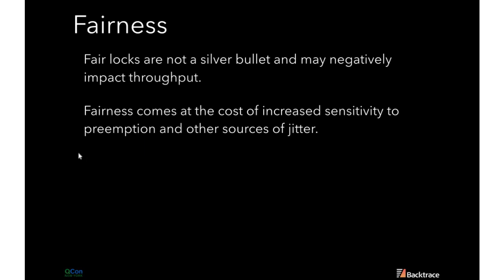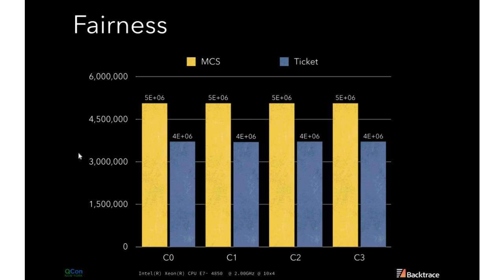So fair locks are not a silver bullet, and they can negatively impact throughput. Another important factor to consider is that even if you did have a scalable fair lock, that cost, at least in user space, if you do have sources of jitter, can come at increased cost. So there will also be a trade-off in throughput in that situation as well. For example, over here, we're using a scalable MCS lock, which is a queue-based distributed lock, and we'll get into that in the following slides, compared to the ticket lock.